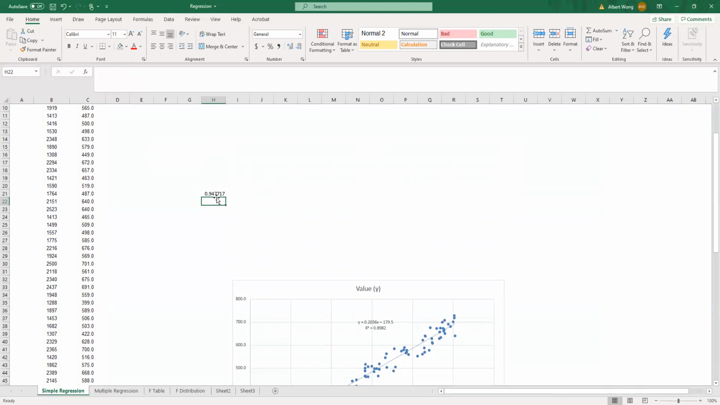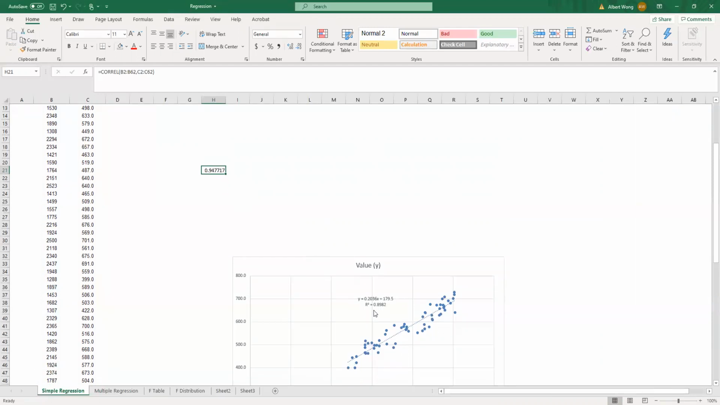0.9477. So the higher the number, obviously, the stronger the linear relationship. But this number is designed in such a way that it's between -1 and 1. So in this case, the number is really close to 1. So we probably can say that there is a strong positive linear relationship between the two.